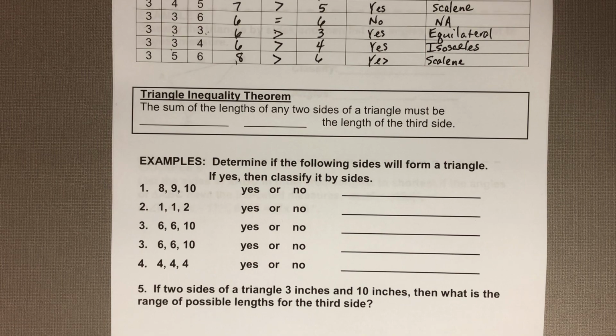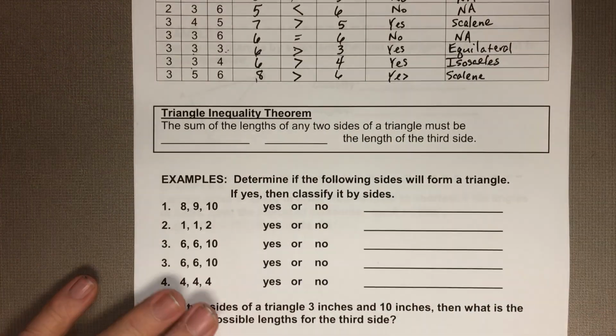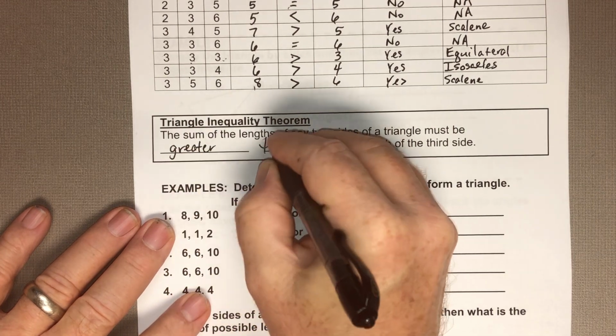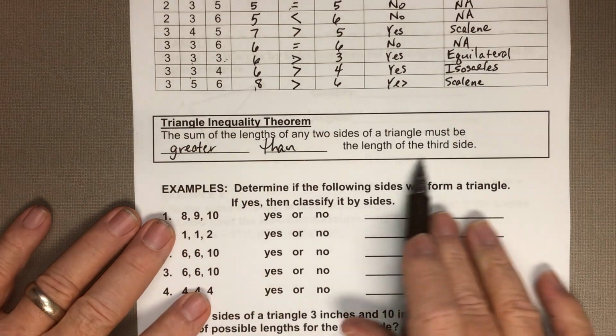All right, now the triangle inequality theorem says the sum of the lengths of any two sides of a triangle must be greater than the length of the third side.